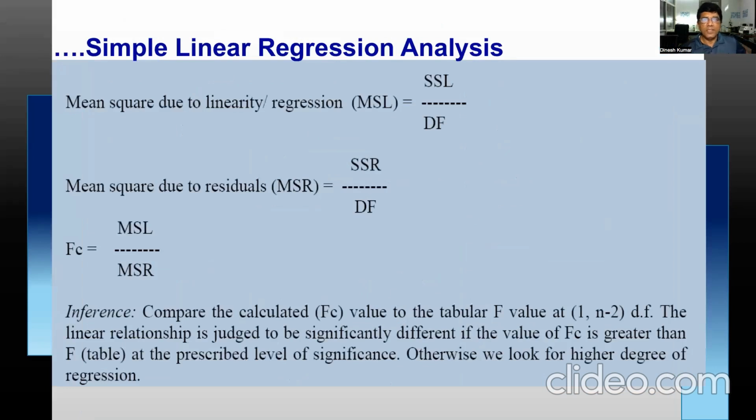So here you can see the mean square due to regression, sum of square, just what you have seen in the table. Sum of square due to regression or linearity divided by degree of freedom.